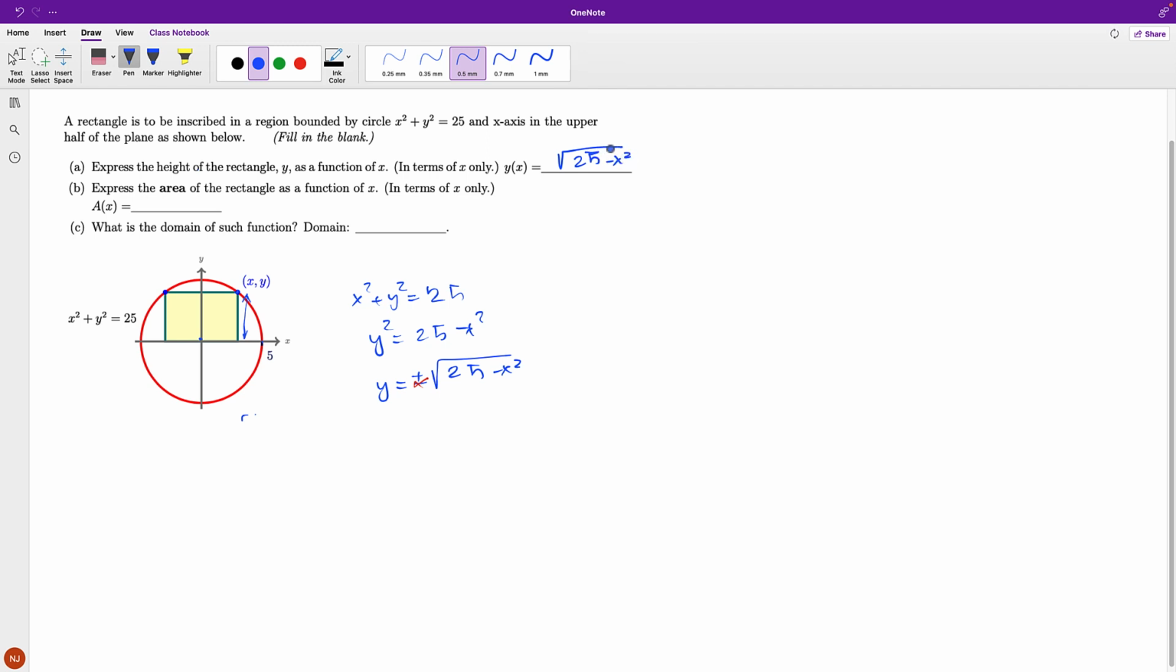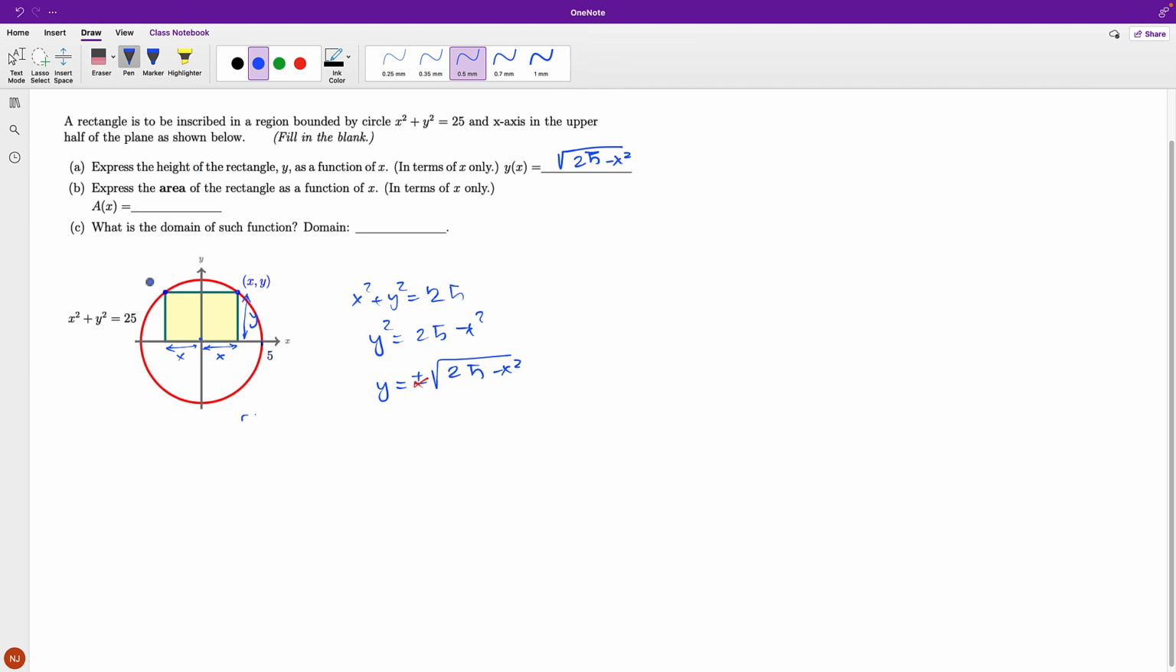minus x squared. Then the next question is asking, express the area of the rectangle as a function of x. Now, let's look at the rectangle. That was the height, and here is x. So this was y, this is x. But then this is the width of the rectangle. Because of the symmetry, this has to be x as well, this length.